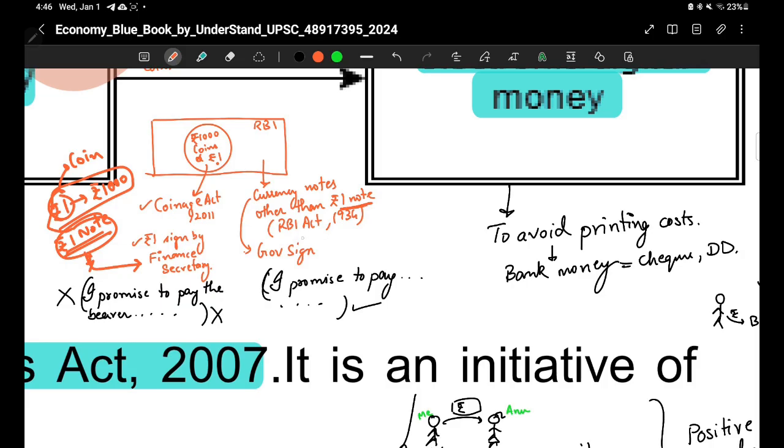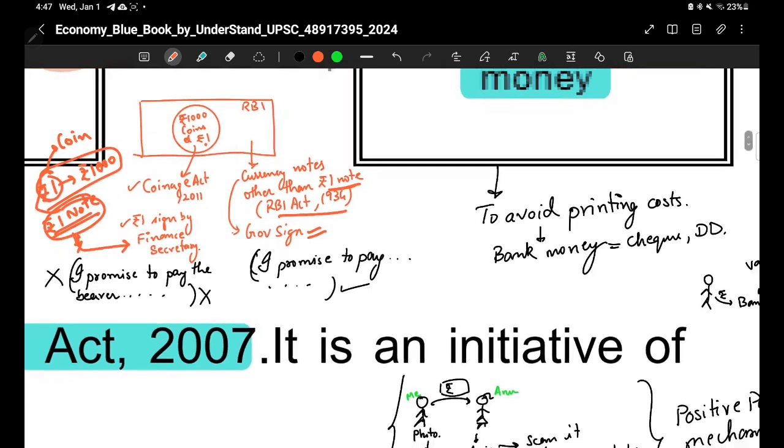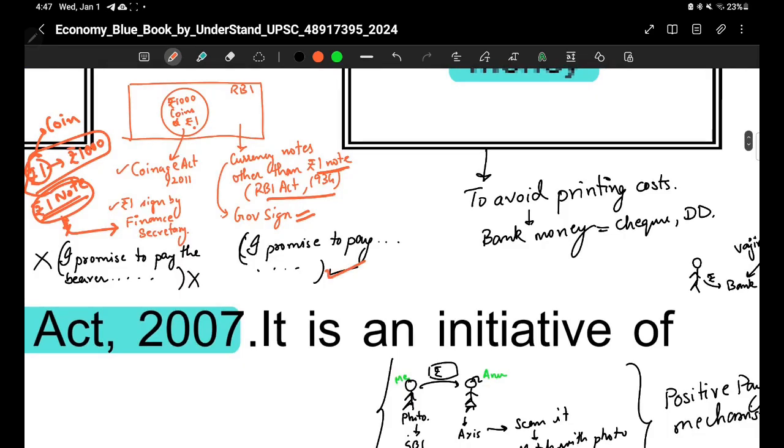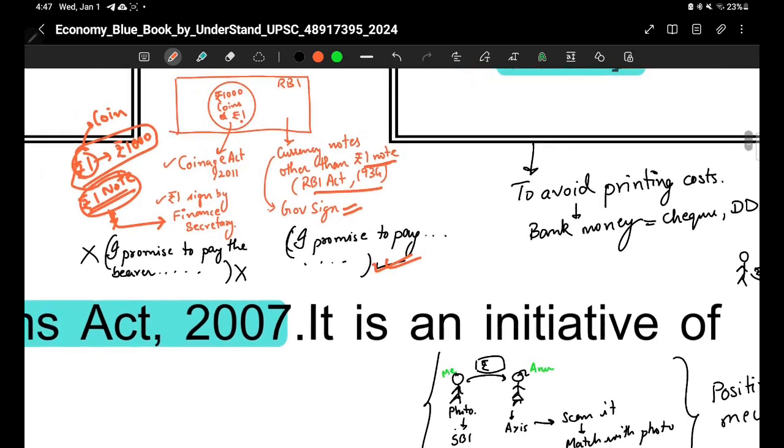RBI will issue the notes under the RBI Act of 1934, and the RBI governor will sign on that note. You will see in that note it will be written, "I promise to pay the bearer the sum of amount 2,000 rupees or 1,000 rupees," like that. What is the meaning of this? I promise to pay the bearer. It means if the note gets damaged, torn or something, you can go to the Reserve Bank of India and ask them for a replacement, and they have to give you that replacement. That is the meaning of this.